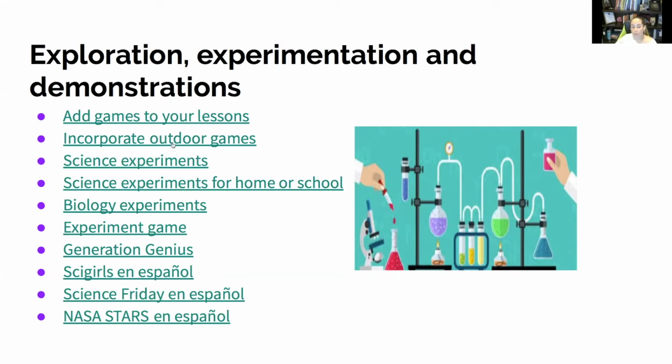Incorporate outdoor games. There's a lot of ideas of incorporating outdoor games for science for your students. And these are great because some of these ideas you can actually incorporate right now that students can do at home, okay, with their parents. And they're inexpensive and they're very easy to follow. You have science experiments for home and school. Biology experiments for my older kids, right? The experiment game, Generation Genius, it's great.